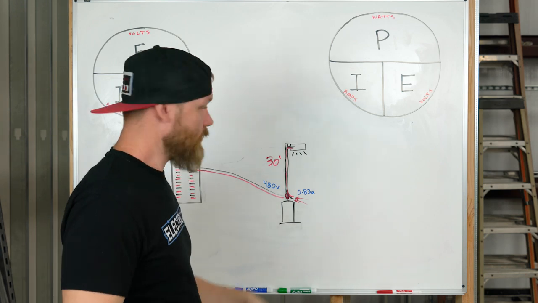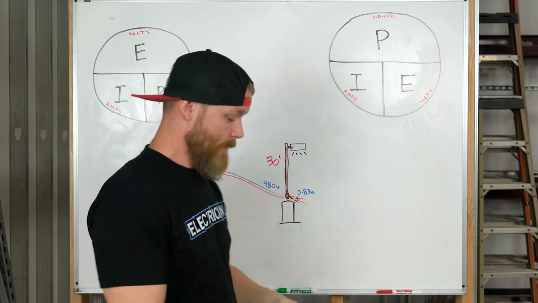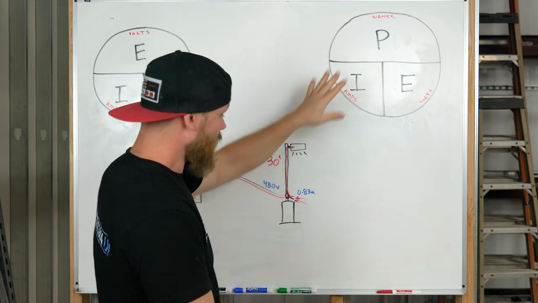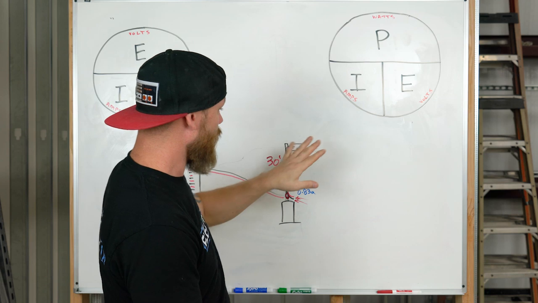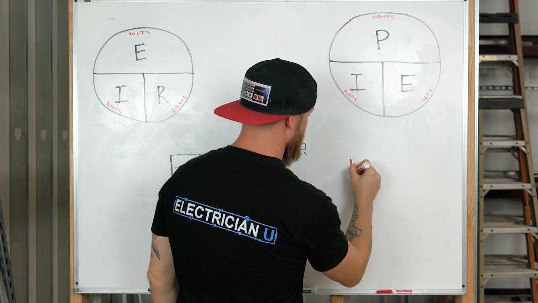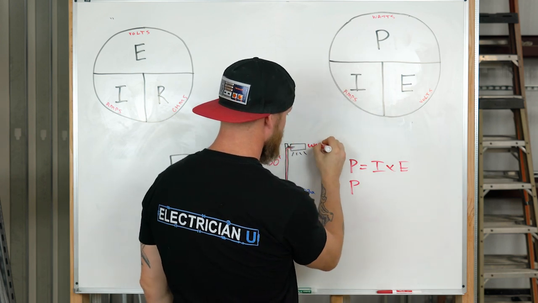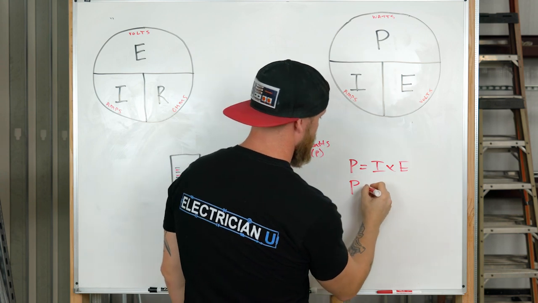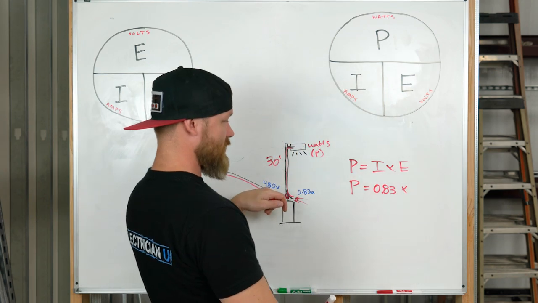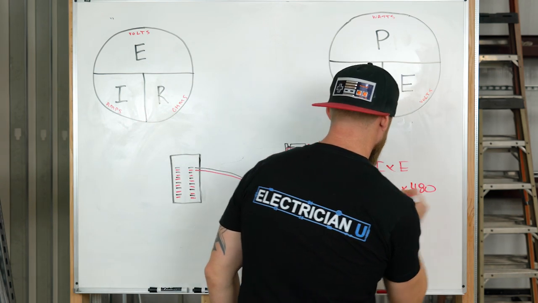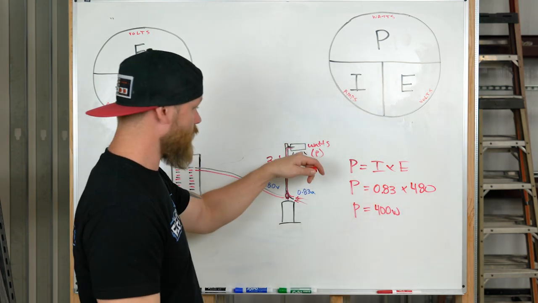You can actually take your ammeter while this thing is on as well and clamp around it, and we test 0.83 amps. Well, we can use the pie chart again to take the voltage times the amperage, figure out what the wattage of that lamp is. So do the same thing, P equals I times E. We're looking for watts, P, but we know our amperage is 0.83. We know our voltage is 480 volts. So we know that our wattage equals 400 watts. So we know that that is a 400 watt lamp.